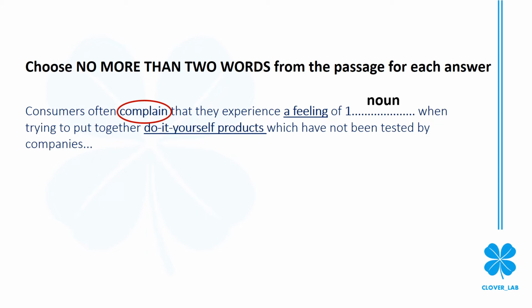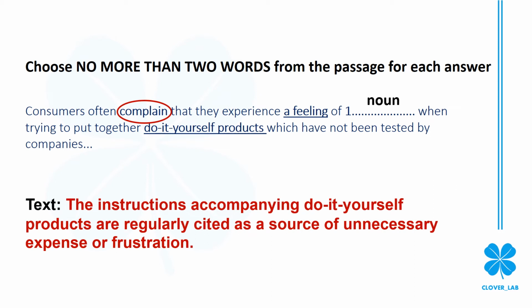And next, we're going to find the keyword. So we can select do-it-yourself products as the keyword phrase to scan the text for. We find it in the very first sentence, as you see. We then read the whole sentence in detail and confirm that the right answer is frustration. Yeah, let me read it. The instructions accompanying do-it-yourself products are regularly cited as a source of unnecessary expense or frustration. So yeah, frustration is the word we're looking for.